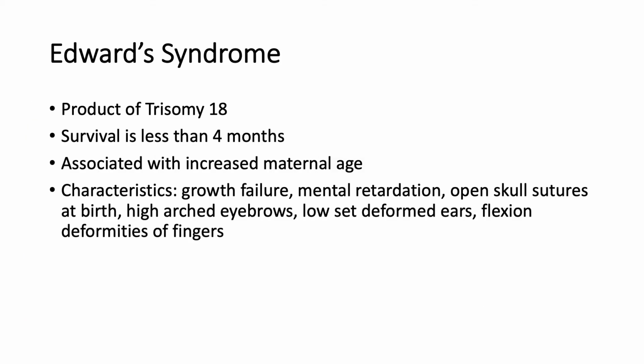The next genetic disorder is Edwards syndrome. Edwards syndrome is a product of trisomy 18. In Edwards syndrome, many problems are encountered and survival is less than 4 months. The occurrence of this genetic disorder is also associated with increased maternal age. This syndrome is characterized by growth failure, mental retardation, open skull sutures at birth, high arched eyebrows, low set deformed ears, and flexion deformities of the fingers.